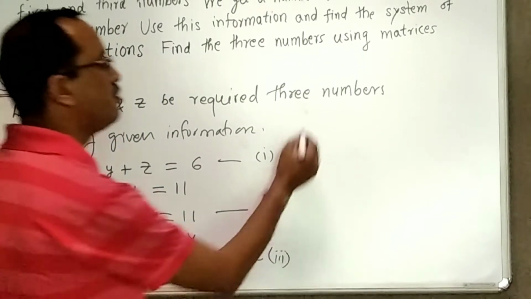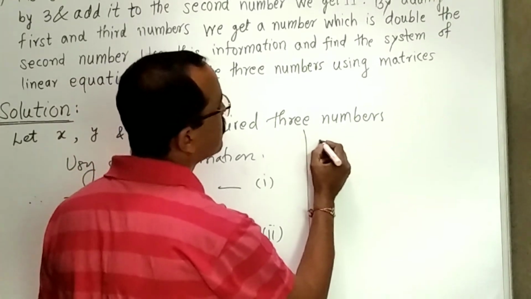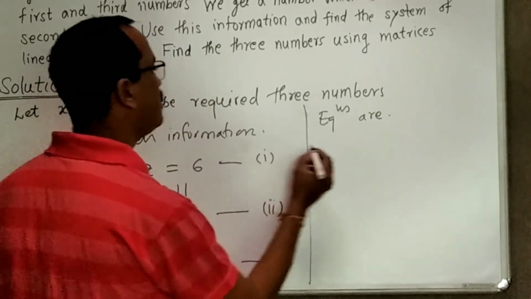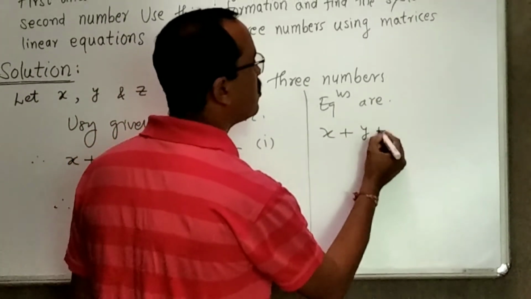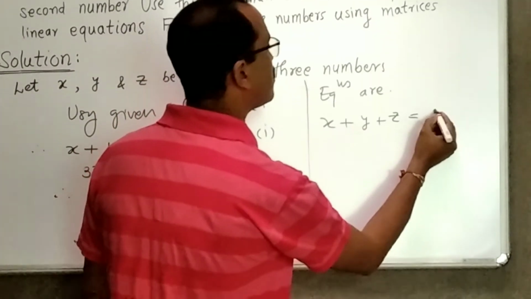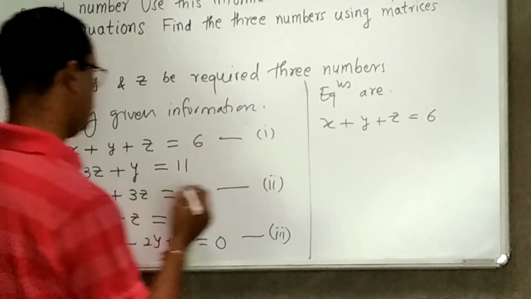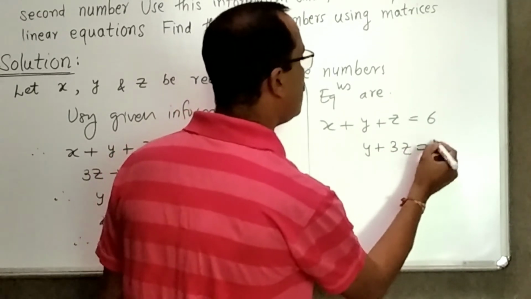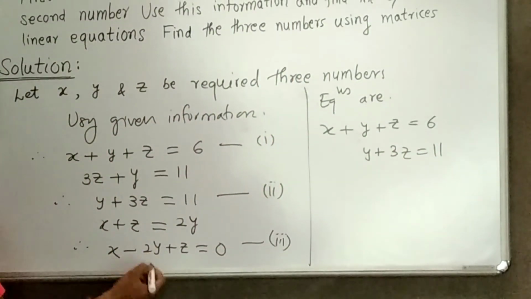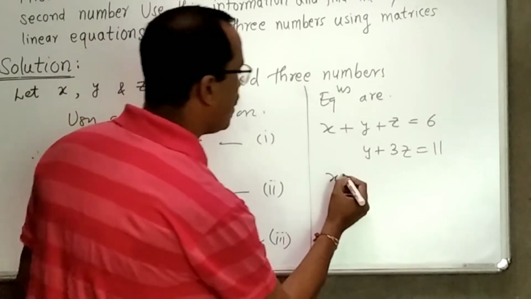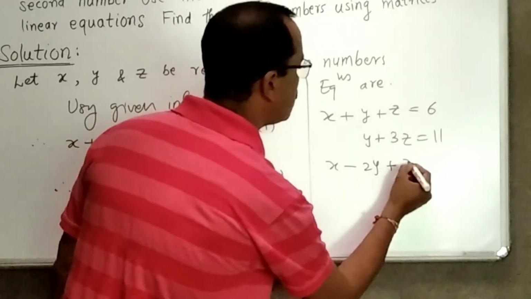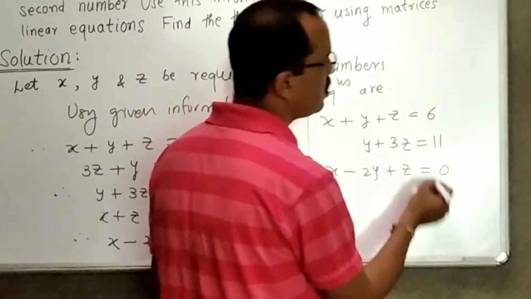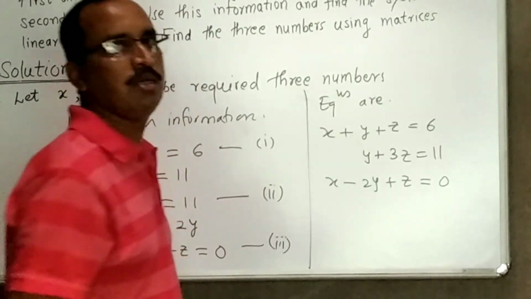Now the system of linear equations: the first equation is x plus y plus z is equal to 6. The second equation is y plus 3z is equal to 11. And the third equation is x minus 2y plus z is equal to 0. Now we solve these three equations by using matrices.